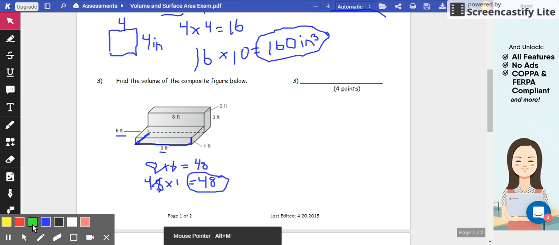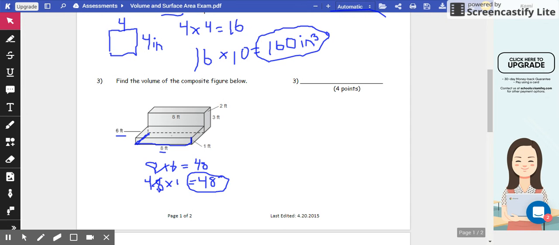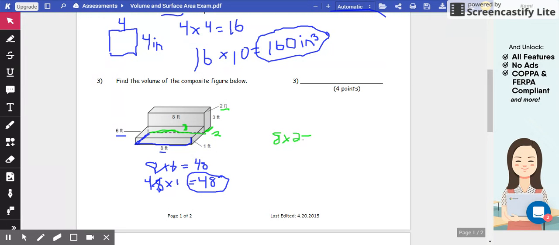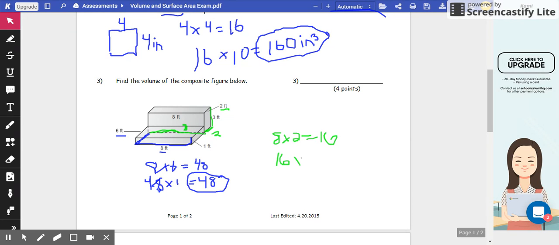Now the second one I'm going to highlight in green. And again, we have our base, which is a rectangle, so we need our length and our width. Going across this way, our length is 8, and our width, looking up here, is 2 feet. So 8 by 2 would be the bottom base. 8 times 2 is 16. And then when we found our base, we have to multiply it by our height. So I need to see how tall my prism stands. Well, it stands 3 feet tall.